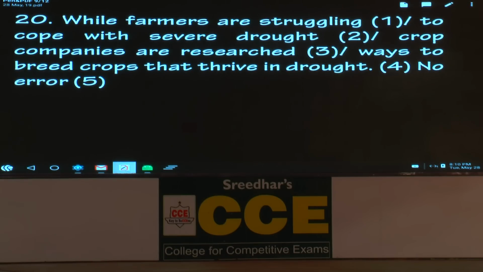While farmers are struggling to cope with severe drought, crop companies are researched ways to breed crops that thrive in drought. Thrive means do well. That's a very good word, thrive. Do well, grow well, be successful. In this context, to survive, to grow well. So where is the error? Third part, what is the error? Crop companies are researching ways to breed, are researching. Not researched, researching.